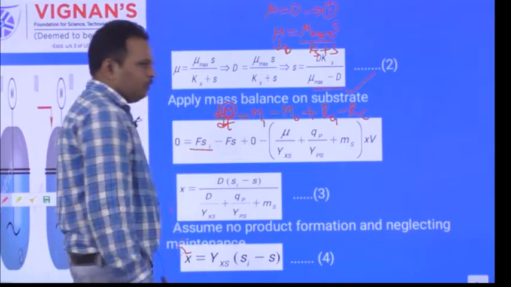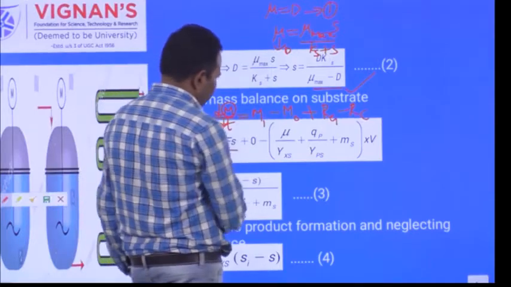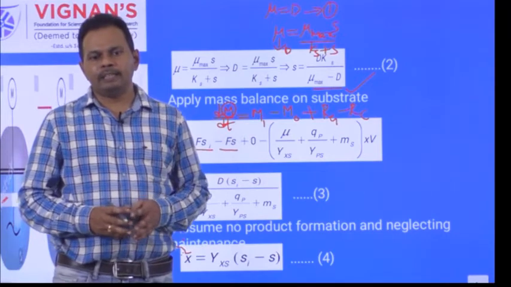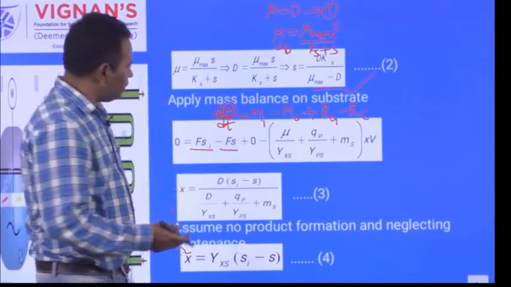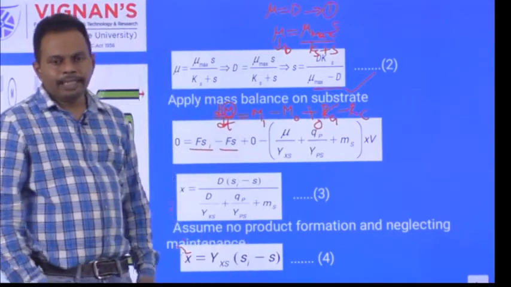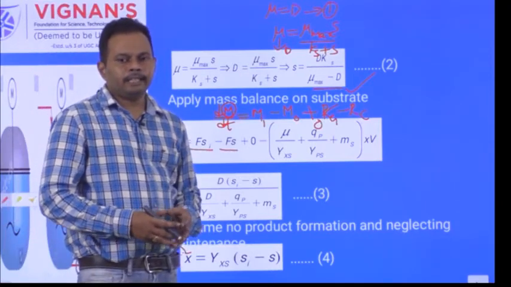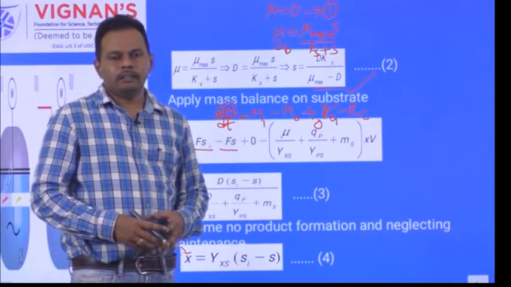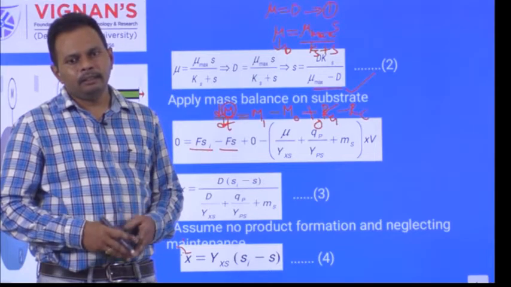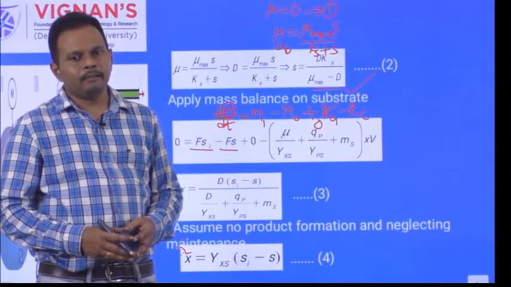What is the mass of the substrate that enters? F into Si, the inlet volumetric flow rate into Si, and the mass of the substrate that leaves, minus F into S, and generation of the substrate. Only during the biological reaction the substrate is consumed. There is no generation of the substrate, so the generation becomes 0. Rc is the rate of substrate consumption during the biological reaction. The substrate is consumed by the cells for various activities: some amount is utilized for growth, some for product formation, and some fraction for the maintenance activities of the cells, to keep the cells in viable condition.